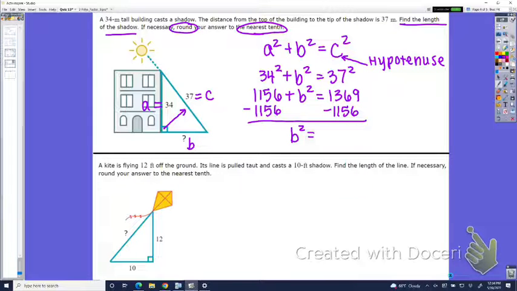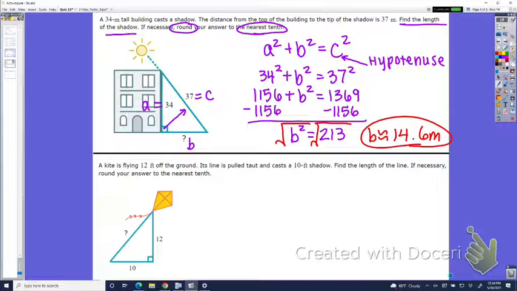And you'll get b squared equals 213. And to unsquare the b, you have to square root both sides. And we're going to approximately round this to the nearest tenth, like the directions say. So it's about 14.6 meters. The hypotenuse should always be the longest side on a right triangle, so the other two numbers must be smaller.